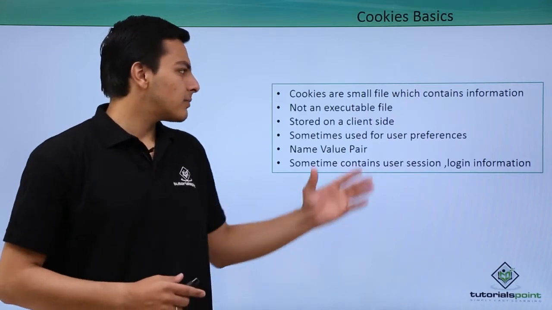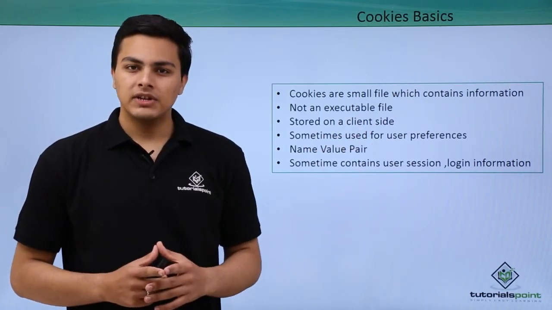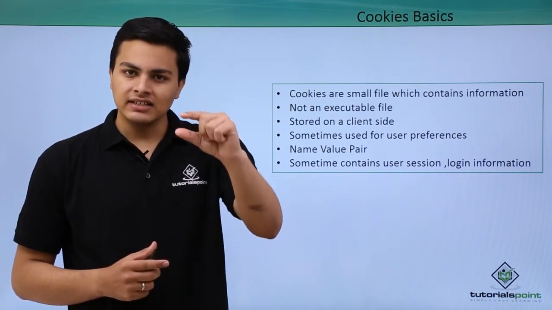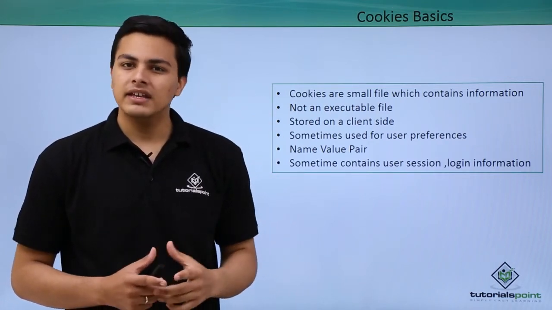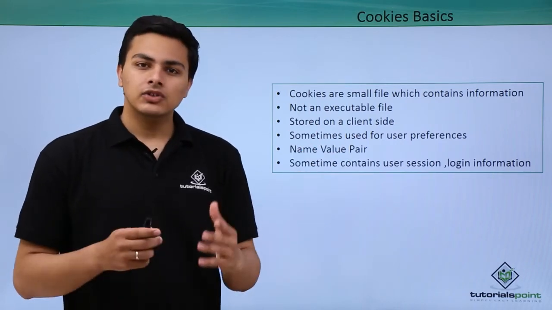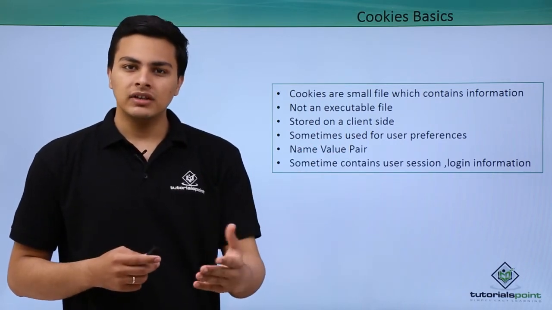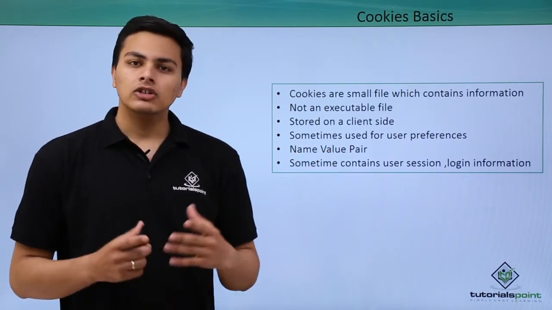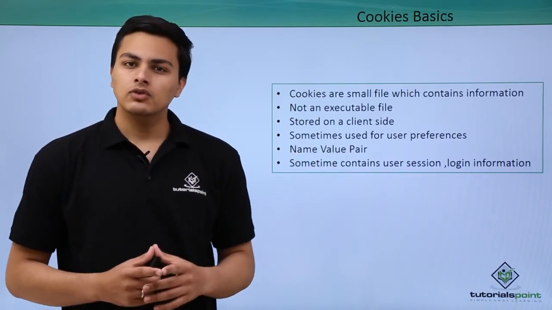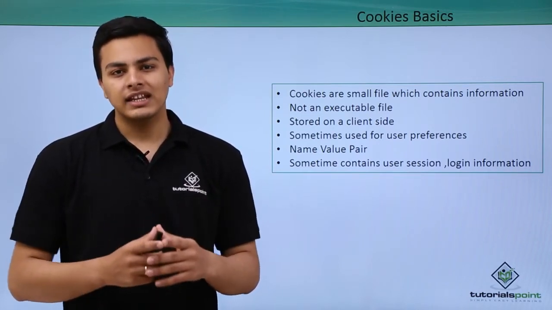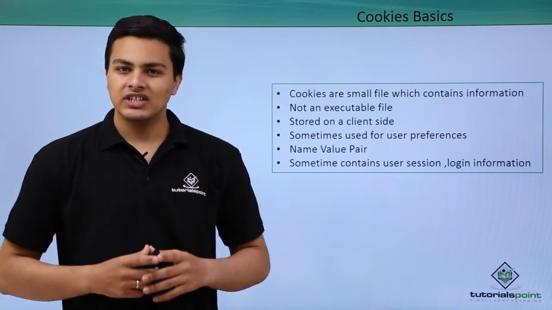Cookies are small files which contain information. Cookies contain information in a text file, and it's hardly 4 KB in size. A cookie is not an executable file, and it's stored on the client side by a browser in our system. Sometimes cookies are also stored for storing the user preference. Cookies also contain some login information, authentication information and even session IDs.